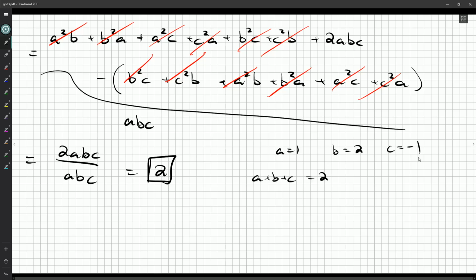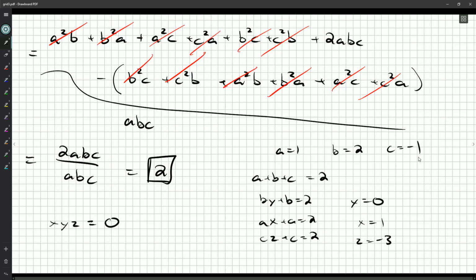So I know that by plus b is equal to 2, so y is going to have to be 0. I know that ax plus a is 2, so x is going to have to be 1. And I know cz plus c has got to be 2, so bringing the minus 1 over to the other side, I get 3. Divide by minus 1, I get minus 3, so z is minus 3. So the product of these, xyz, is going to be 0. And the sum of them is going to be 1 plus 0 plus minus 3, negative 2. And 0 minus negative 2 really is 2. Okay, that's kind of nifty.